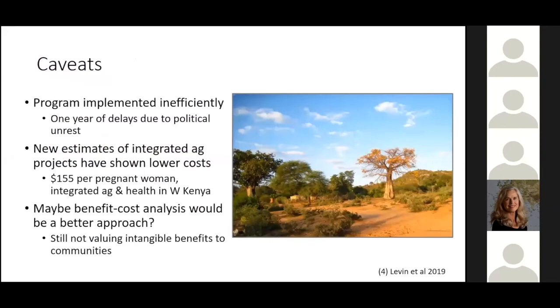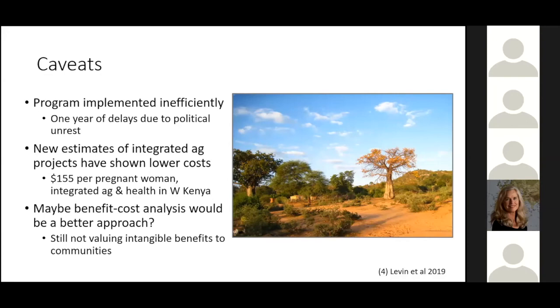Just quickly on some final caveats for the Zimbabwe analysis. First, it's possible that this program specifically was implemented inefficiently and that this negatively impacted the analysis. For example, there were some delays in the start of the program at specific activities within the program due to political unrest. There's some evidence from recent studies that integrated ag projects can have lower costs, including from the Mama Sasha project in Western Kenya.